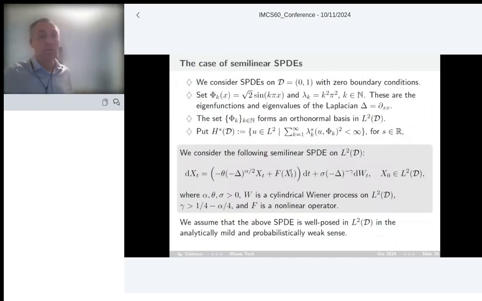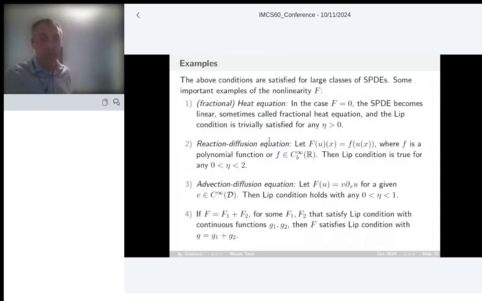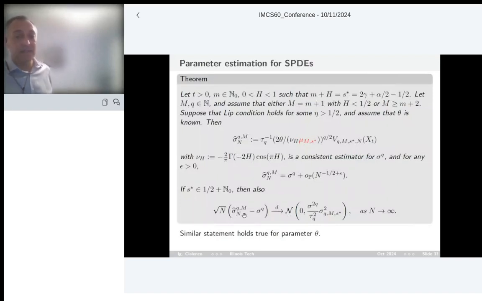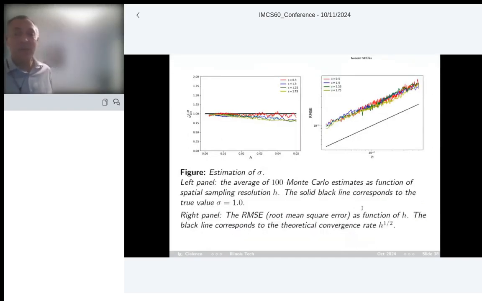Later, once we know that, we can do it for general SPDEs, looking at fractional Brownian motion plus something smooth. And we have general assumptions on how the regularity works and what is the optimal regularity and what should be those powers P and Q. We cover heat equation, reaction diffusion, advection diffusion equations, and so on. And the final result is, yes, you can estimate sigma. You need to make this multiplicative bias correction, and that's the central limit theorem. And now, indeed, when you do numerical computations, things converge as they are supposed to converge.